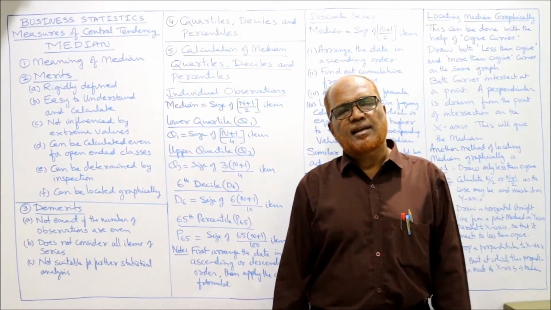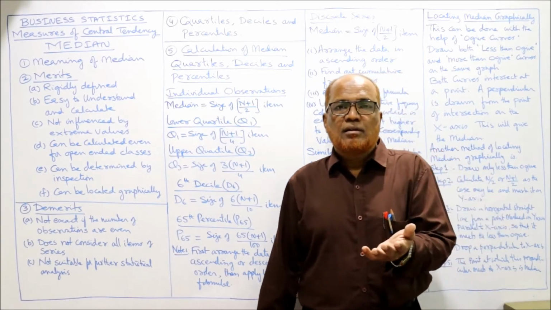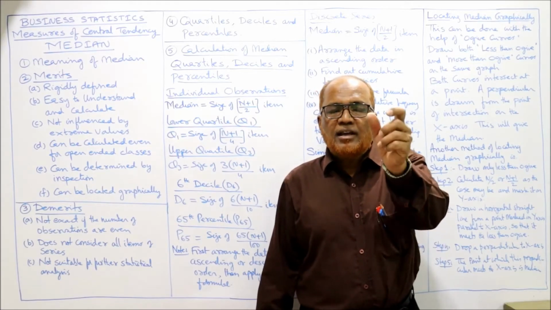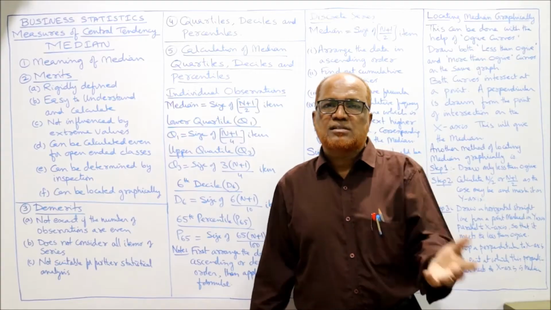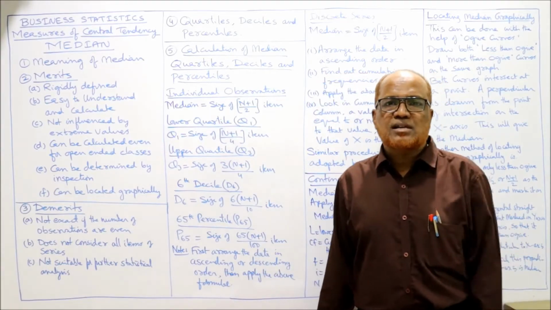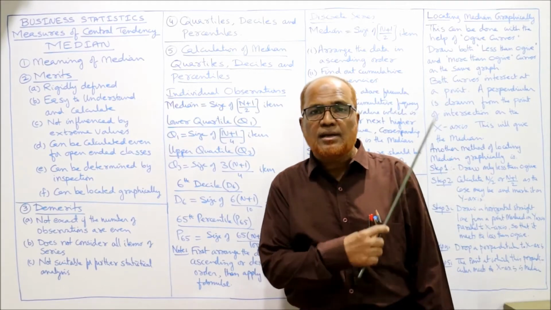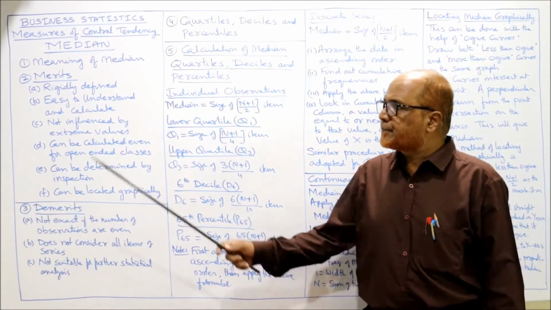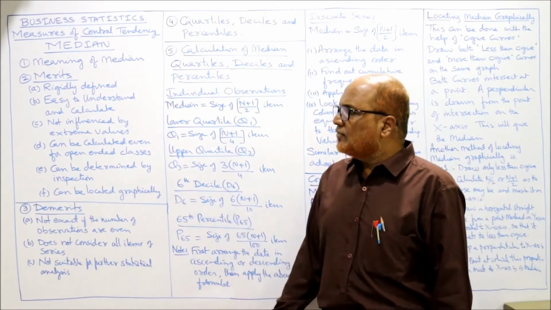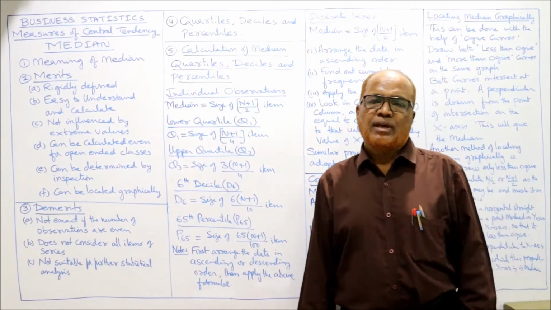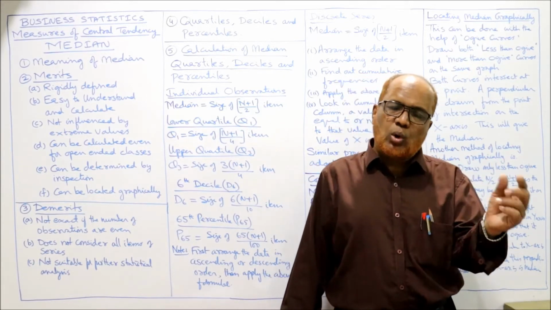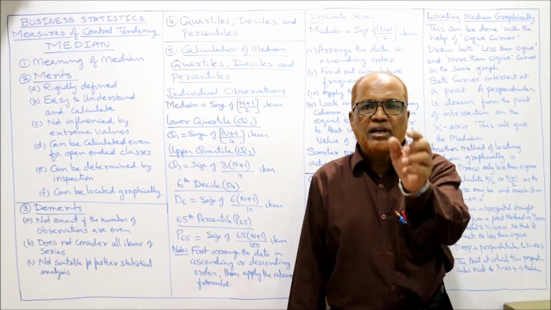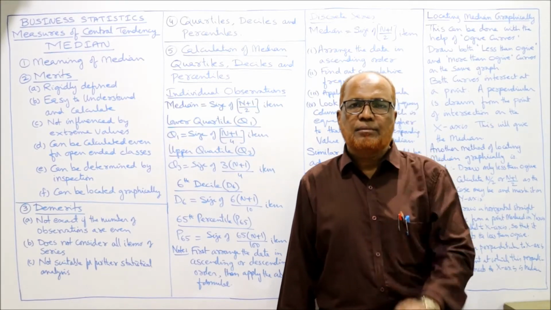Secondly, it is easy to understand and calculate. I'm explaining, and you don't find any difficulty in understanding. The median is exactly in the middle of the series. So it is easy to understand and easy to calculate. We'll see how it can be calculated very easily. Third, it is not influenced by extreme values. Even if there are extreme values like the lowest or highest value, it will not affect the median, because the median comes exactly in the middle.